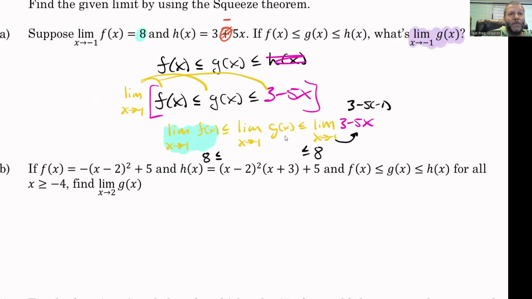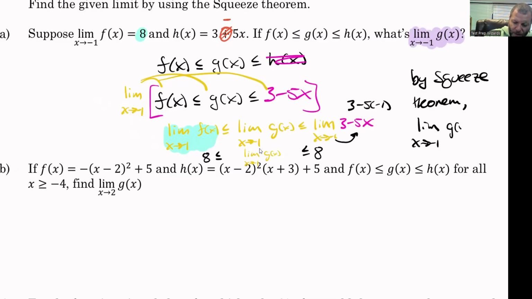So then our middle function is being squeezed between two eights. So the only thing that limit can equal, so long as g of x is continuous, I should have said it was continuous, is 8. So we would say by the squeeze theorem, the limit as x approaches -1 of g of x would also equal 8.